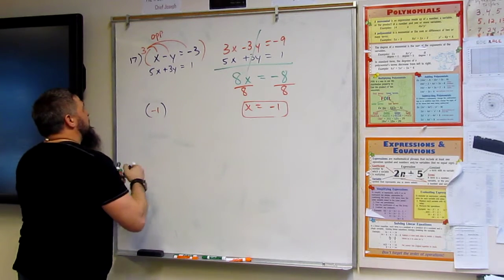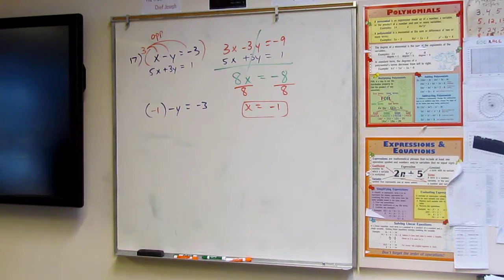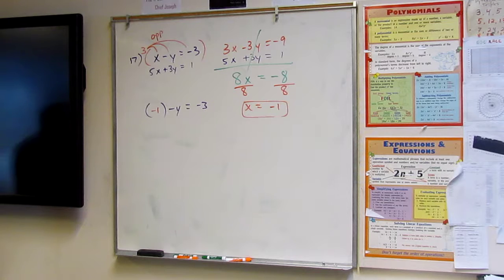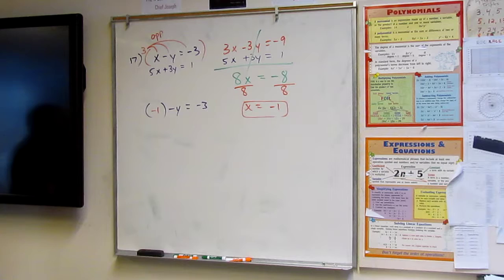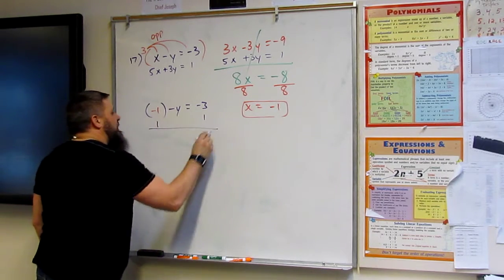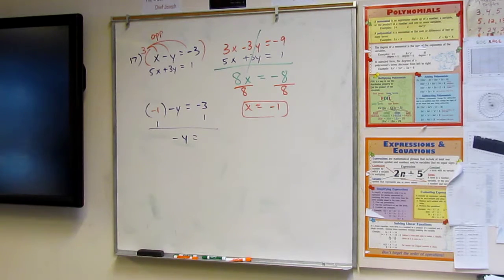Alright? Minus y equals negative 3. Alright, how do I move the other one? We can do any one you want. So, how would I move this? How do I move negative 1? Plus it. Right? Plus 1. Alright? Negative y equals negative 3 plus 1. How much is negative 3 plus 1? Marcia. Negative 3 plus 1.